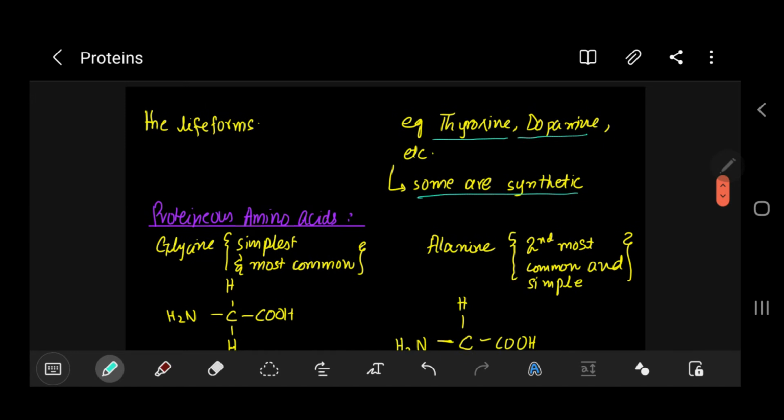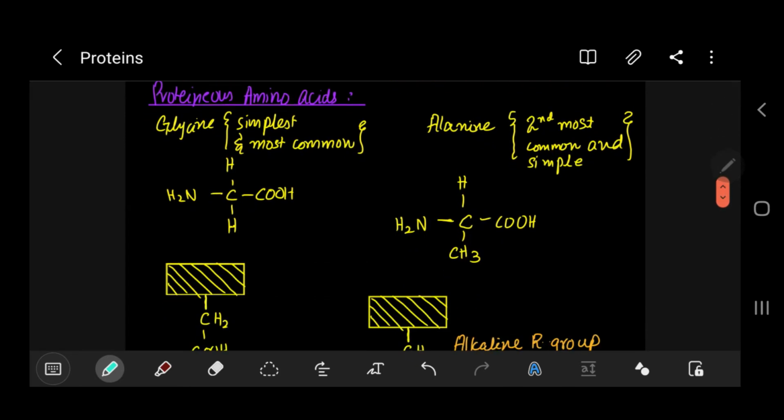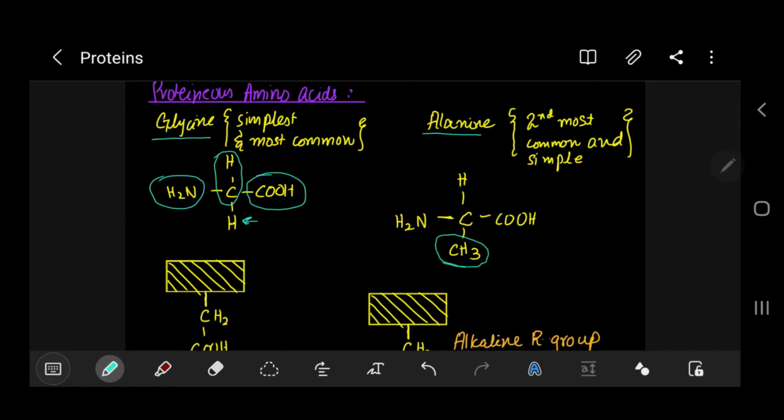Now let's see a few examples of proteinous amino acids. Now the simplest amino acid, and it's the most common as well, is glycine. Need to remember the name, and this is the structure. Here you can see the free radical is hydrogen. Hydrogen is attached, and everything else is the same. We have the amine group, we have the carboxylic acid group, and we have the CH. Now the second most common and simple is alanine, and it has a CH3 radical attached to it. And everything else is the same.